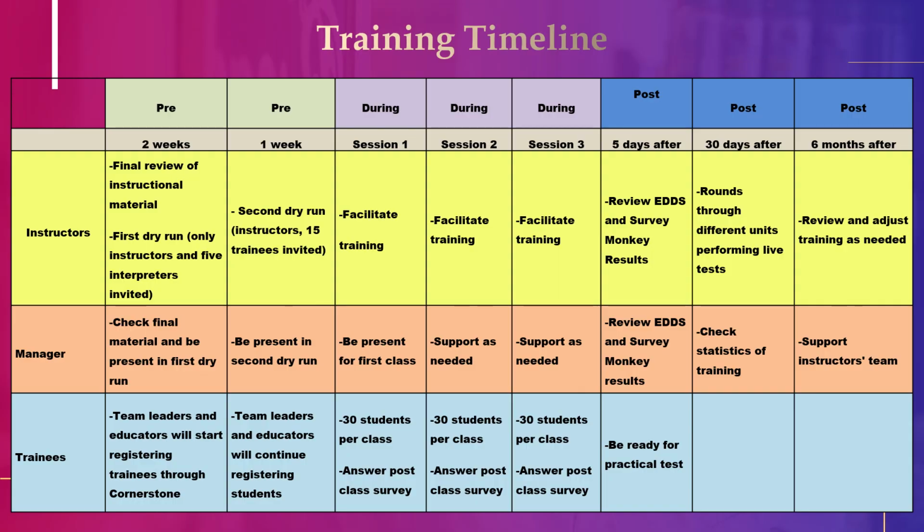And then we are going to have sessions 1, 2, and 3. Those will be 3 weeks in which we are going to facilitate. It will be 30 students per class. And they need to do the post-class survey and obviously the post-class evaluation. After 5 days, we are going to see how the post-class surveys are doing, what people are saying, and also see how many people have gone into Cornerstone and done the evaluation, and then start the rounds for the practical test.